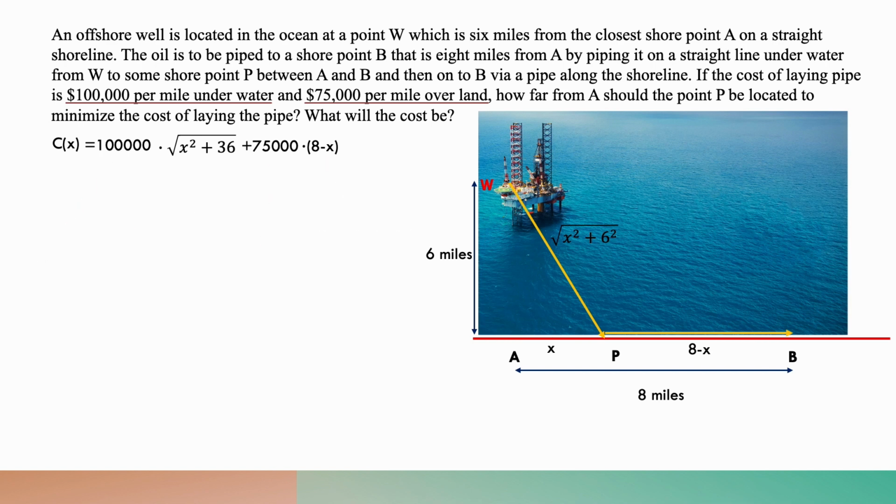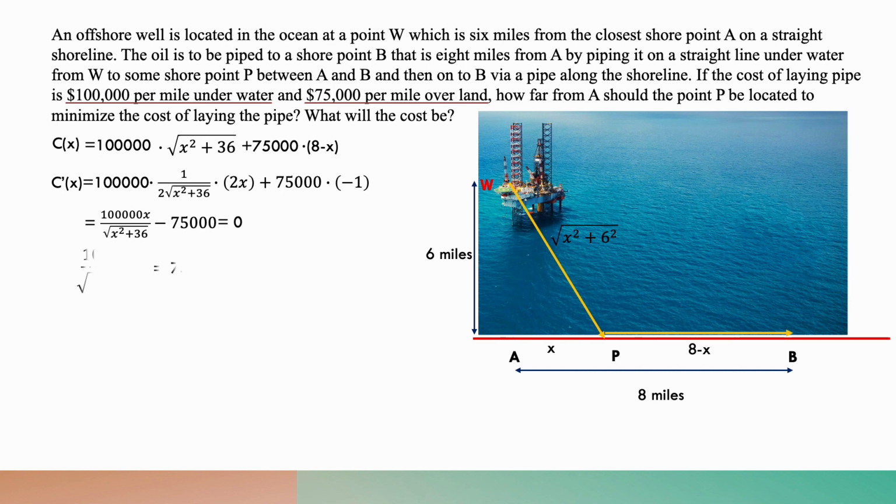Next, we are going to take the first derivative of this function to find its critical point. It is a composite function, so we have to use the chain rule to differentiate it. Just a reminder that the derivative of a composite function equals the derivative of its outside function, multiplied by the derivative of its inside function. Taking the derivative and simplifying, we get 100,000 x over square root of x squared plus 36 minus 75,000. Let it equal 0, and then solve for x.